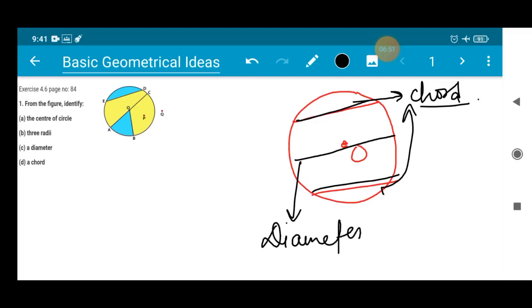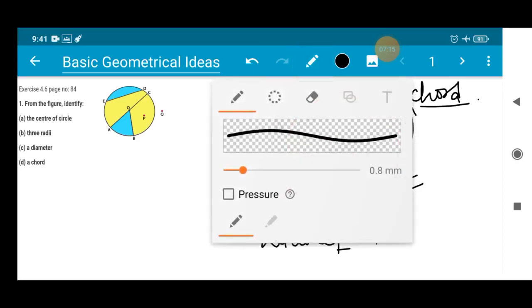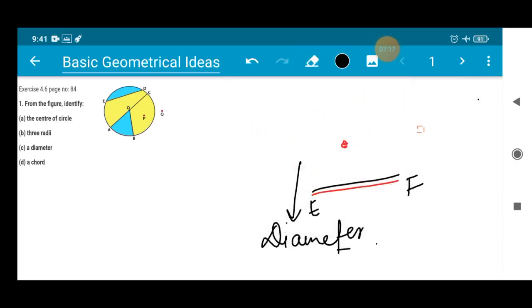Okay, there is a difference between chord and diameter. Even diameter is a chord, but this chord is passing through the center. The chord which doesn't pass through the center is simply called a chord. Suppose here I give a name AB, AB is a chord. Suppose EF is a line segment, here is a chord. Okay, so I hope you got the concept of the chord.